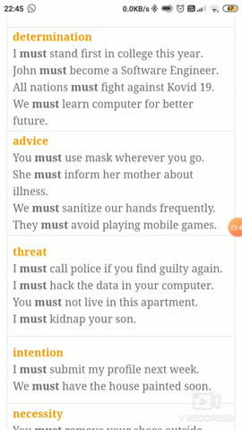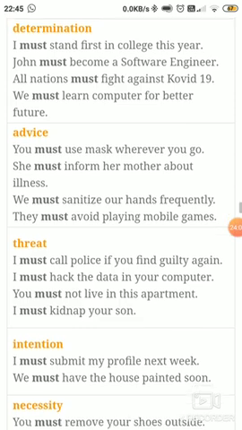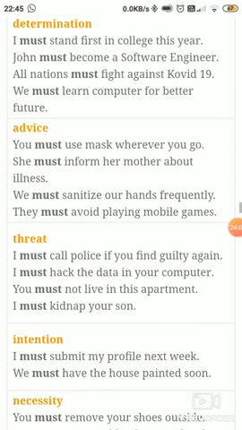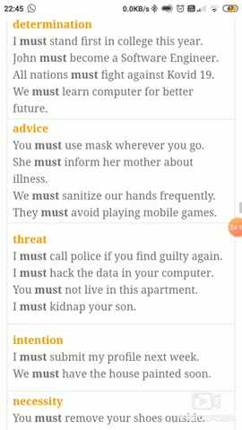I must stand first in college this year, inshallah. John must become a software engineer. All nations must fight against COVID-19. We must learn computer for a better future. Advice. You must use a mask wherever you go.